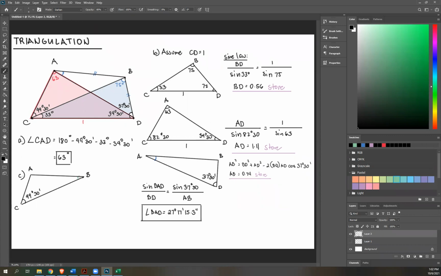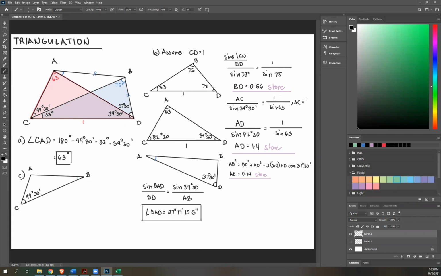Okay, in order to get this, the next goal now is to get this side. So let's try doing that now. Let's solve for AC. To solve for AC, let's use one more sine law. Using this figure, I'll write it here. AC over sine 34 degrees, 30 minutes equals, and we have a given side or assumed side 1 over sine 63.